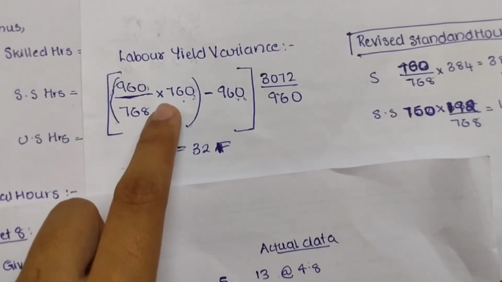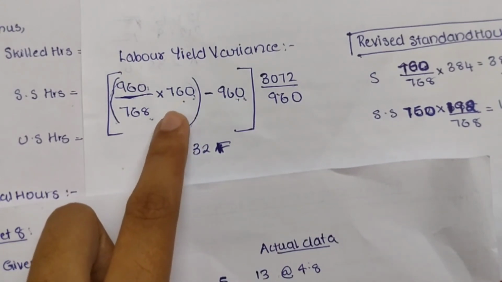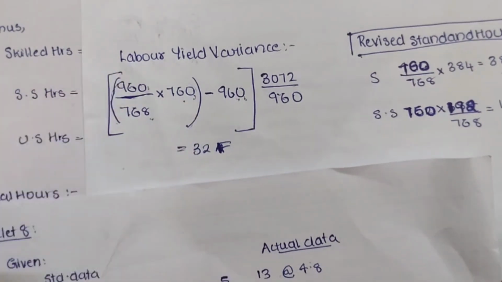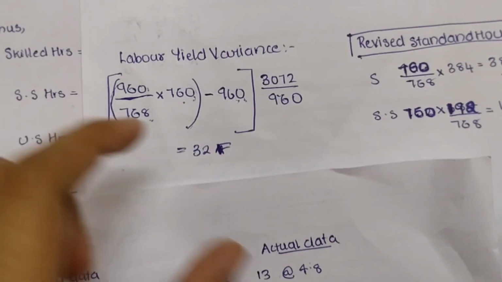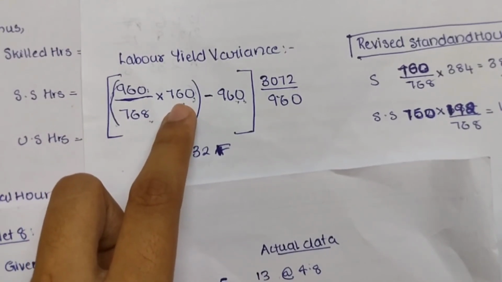We are just multiplying it with the actual hours worked. We have to know what the answer might be. If we do it within 760 hours, we have to know how many units we'll be able to make. So that is what we are calculating here: standard output for actual input. Actual input means the actual hours worked has to be considered here.